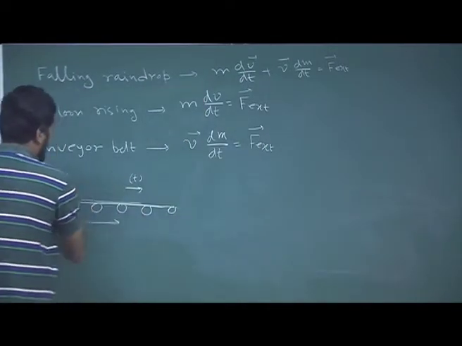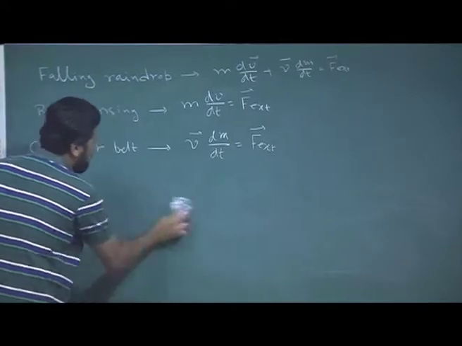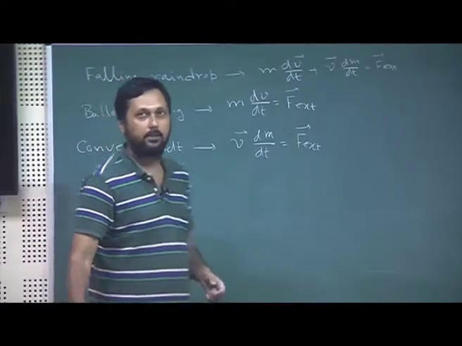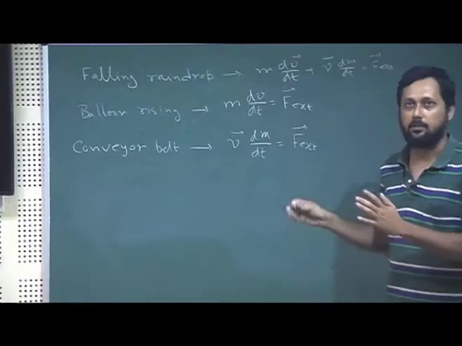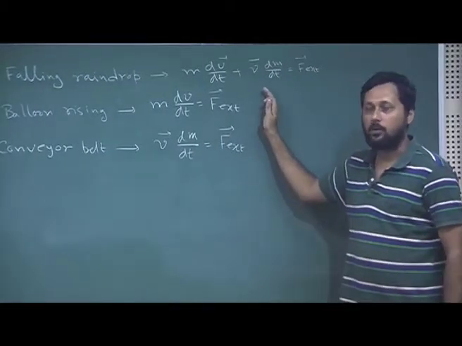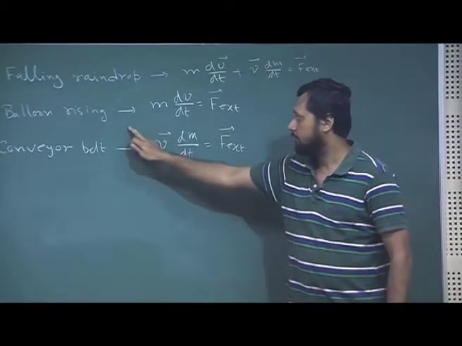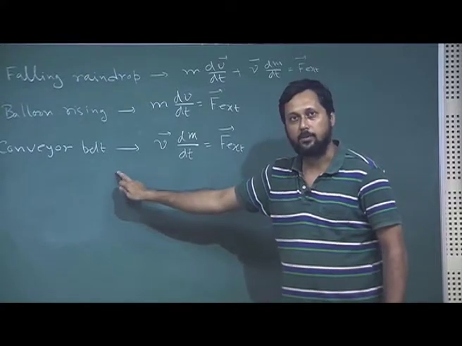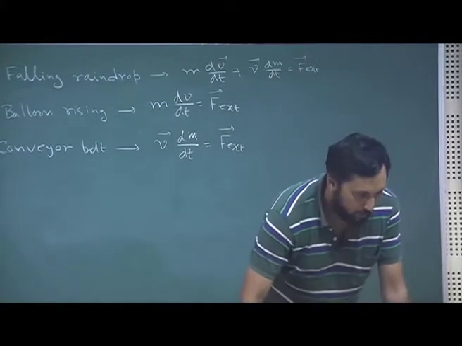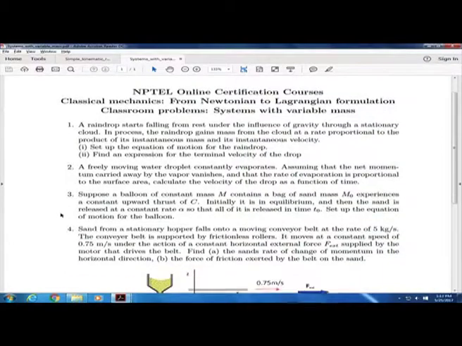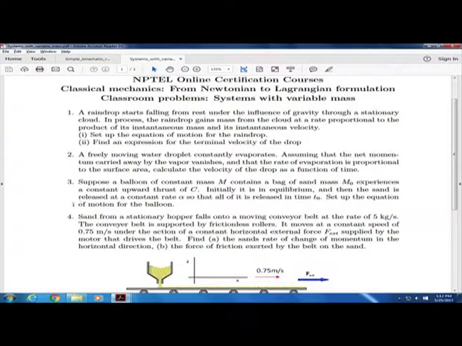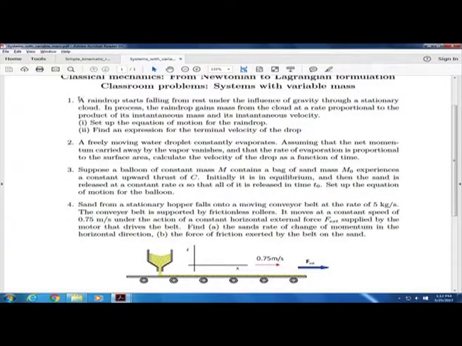Good. So, we have discussed the theory behind these three equations, one for the falling raindrop, the other one for the balloon rising, and the third one for the conveyor belt. Now, let us look into the problems. I have collected some of the problems for you. So, let us start with the first one.